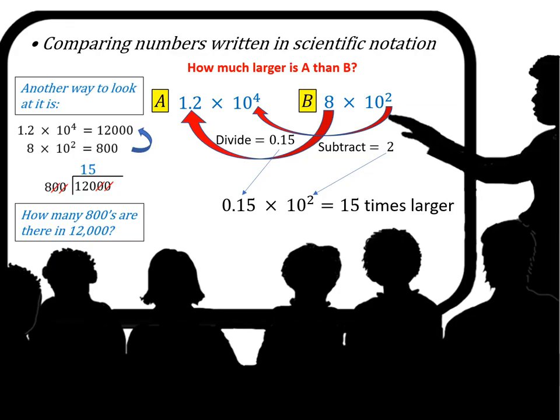Another way to look at it is by actually expanding the numbers. 1.2 times 10 to the fourth is 12,000, and 8 times 10 to the second is 800. So how many 800s are in 12,000? 15.